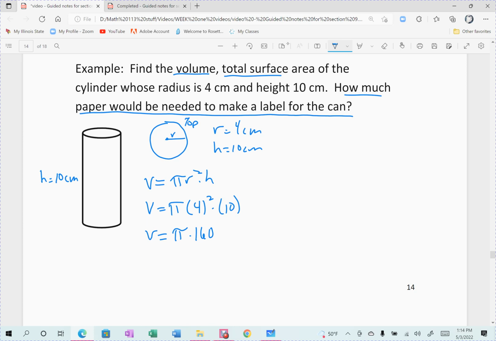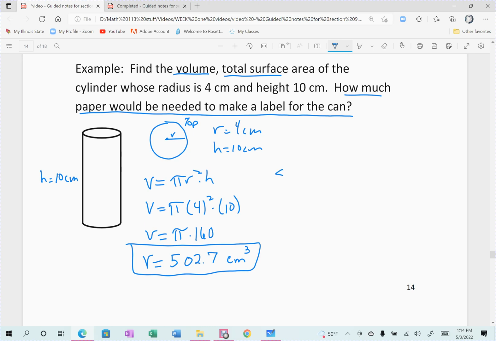And then use the pi key on the calculator. Remember, always use the pi key on the calculator. And then I'm going to round to one decimal place. It comes out 502.65, so 502.7. And we're in centimeters. Volume is cubed, so cubic centimeters. So the volume, how much this can would hold if we were to fill it with water, it would hold 502.7 cubic centimeters of water.